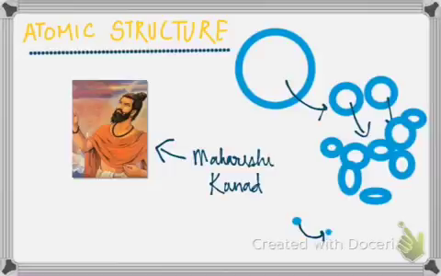But the first atomic theory which gave us a scientific basis was given by John Dalton. John Dalton was a British school teacher, and in 1808 he gave his Dalton's atomic theory.